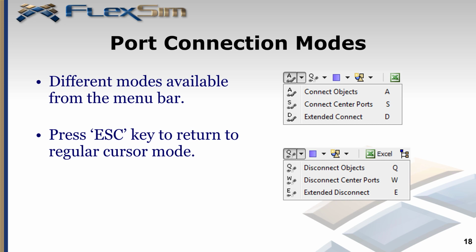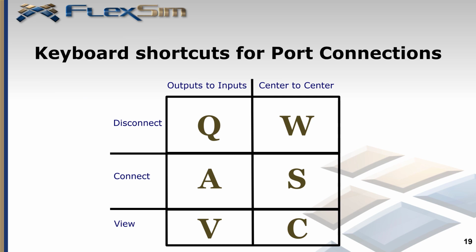And then there's the same three for the disconnect modes. If you want to exit a mode, you can hit the escape key on your keyboard or right click your mouse button. So this little diagram organizes the 6 keyboard shortcuts to help you maybe better remember them. And if you look at your keyboard, you can see that's where they're organized on it. The particular letters don't mean anything. They're just a convenient place on the keyboard.